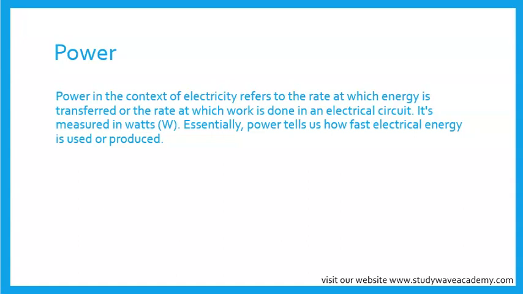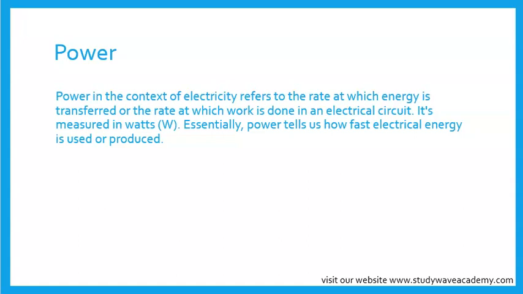Do we get that? It's how fast electric energy is used. Okay, power tells us how fast you are using electrical energy. It's measured in watts. Do we get that? So the ways of electrical measurement involves current, voltage, resistance, and power. Okay?